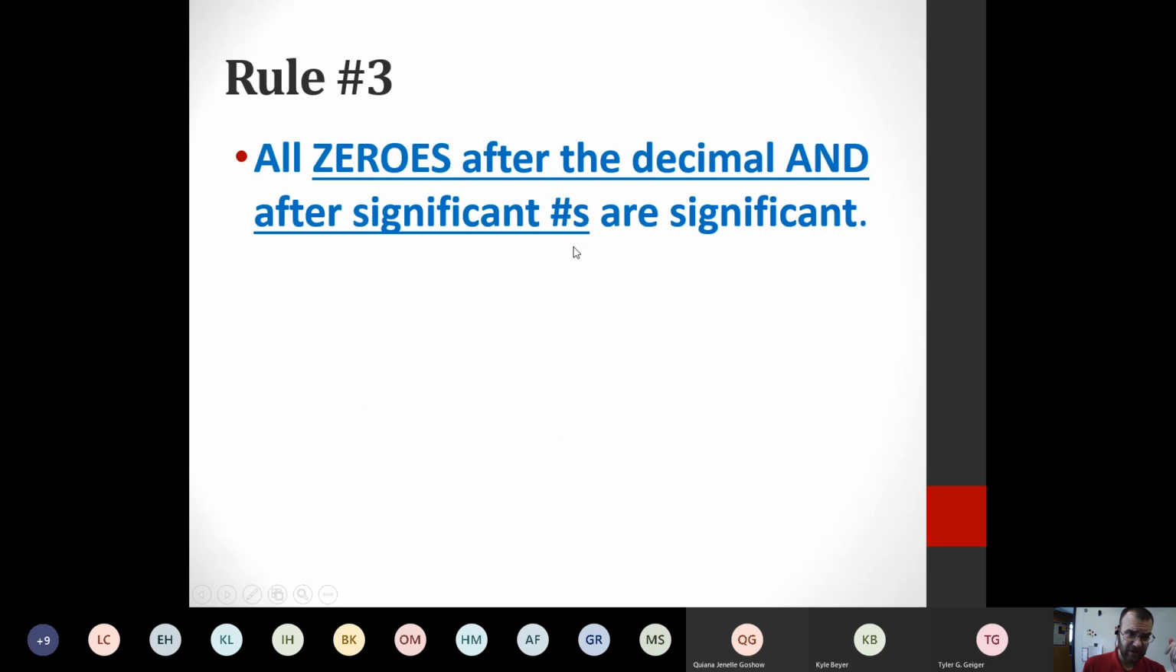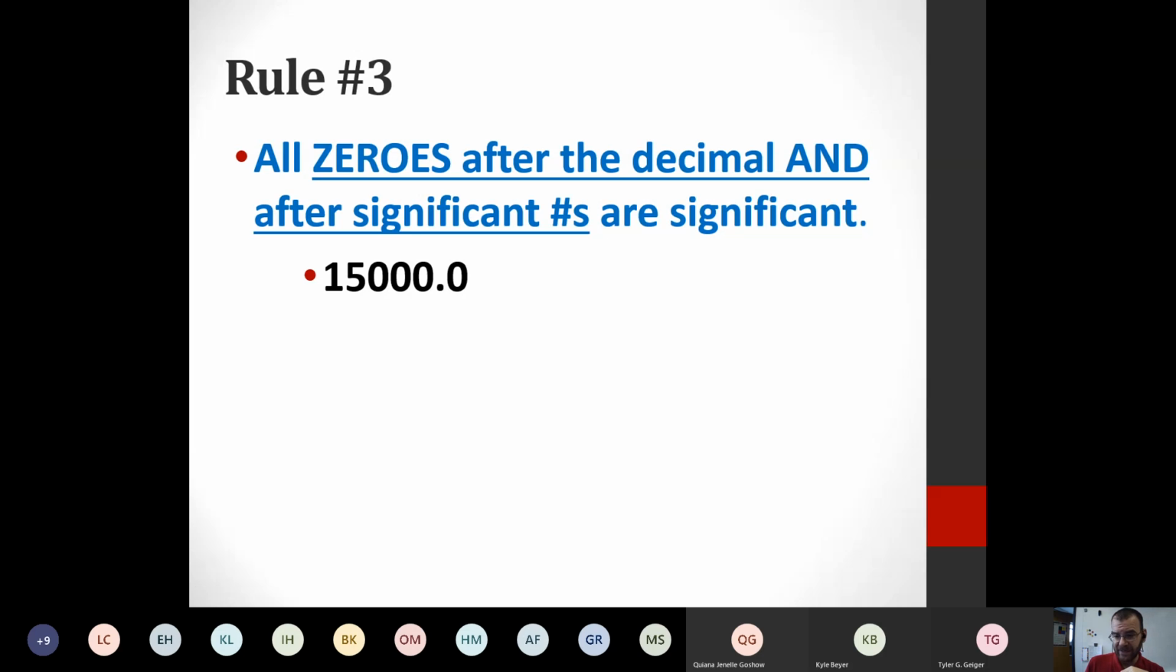Rule 3 is the hardest rule. Zeros after the decimal and after significant numbers are significant. Just like in measuring, we had those extra zeros at the end when it was a really high quality tool. This is how it works for significance.